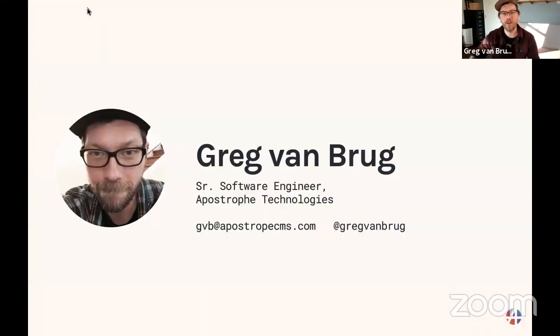Hi, I'm Greg Van Brugge. I'm a senior software engineer with Apostrophe Technologies. My contact information is down here. You can reach me at gv@ApostropheCMS.com, and I'm pretty much everywhere else on the internet at Greg Van Brugge. I'm a support engineer with Apostrophe Technologies. Basically what that means is I help enterprise clients build and deploy Apostrophe sites. I spend most of my time writing JavaScript.